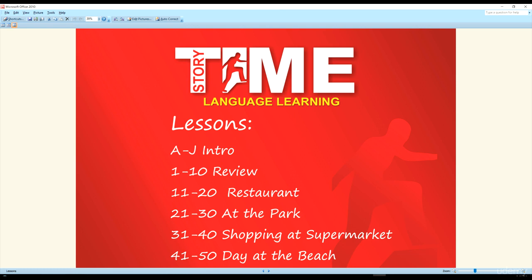Our next one, 11 to 20, is a story revolving around being in a restaurant, and you build upon what you learned in the first 10. And the third story is being at a park. Even though being at a restaurant and being at a park are not related, you are learning different verbs, different idioms, different expressions. So it's building upon each.